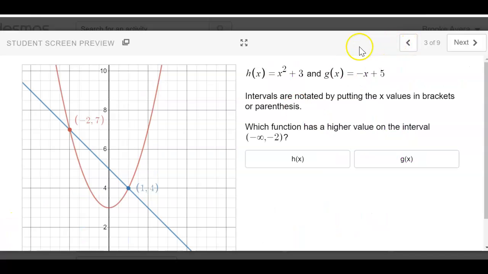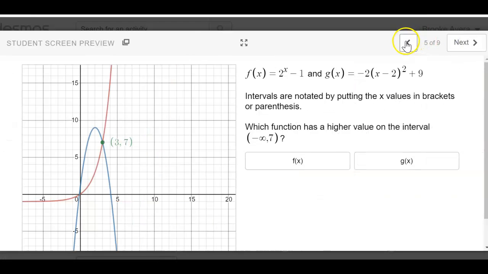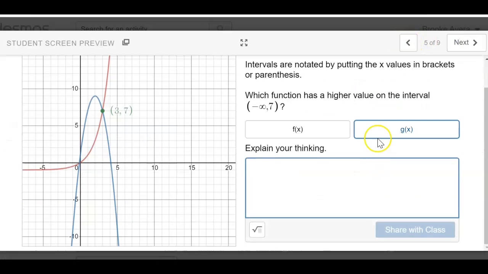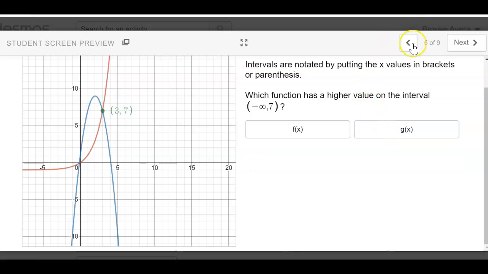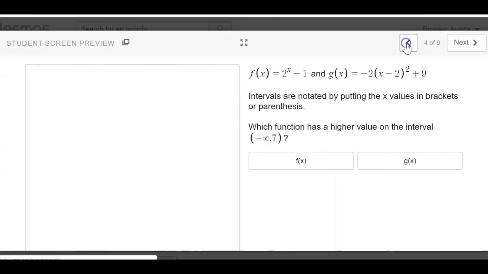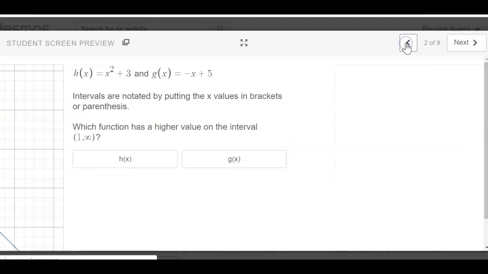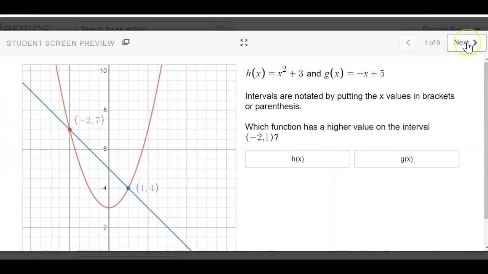Okay, now I'm looking at the Desmos activity that you have for this week. You can see it's 9 slides, and they are all multiple choice this week. Now when I select my answer, it will ask me to explain. You don't have to do that in super detail. Just give me a little bit of why you chose the answer you did. Mostly because if you don't choose right, that allows me to see how I can help you. But let's look at number 1 first.